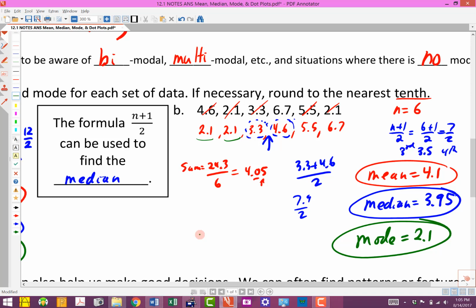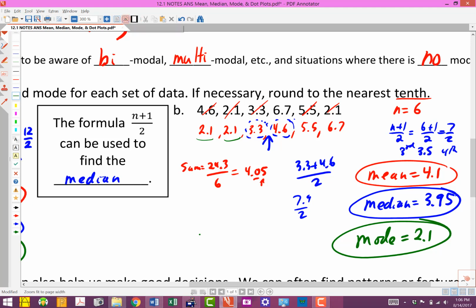And then I want to talk about this. The mean is 4.1. Well, that's not in our data set. The median is 3.95. There's no 3.95 in here in our data set either. Mode is 2.1. Well, gosh, at least there's a 2.1 in here, and this will happen a whole bunch.